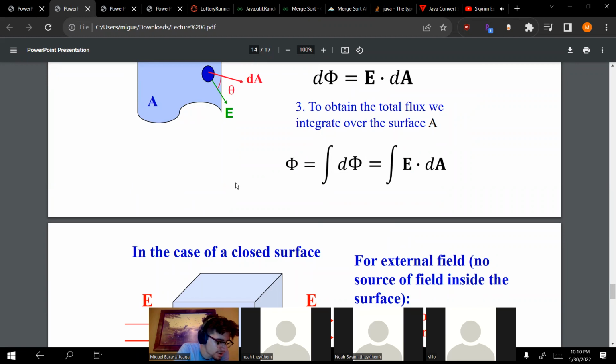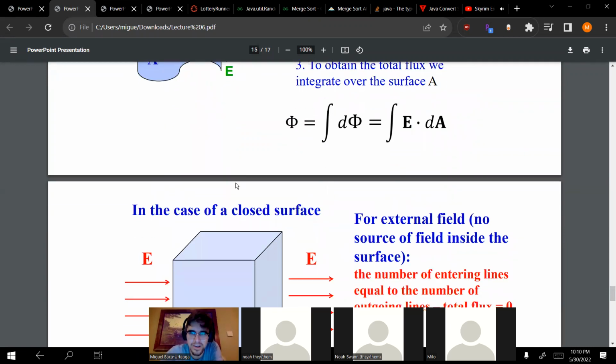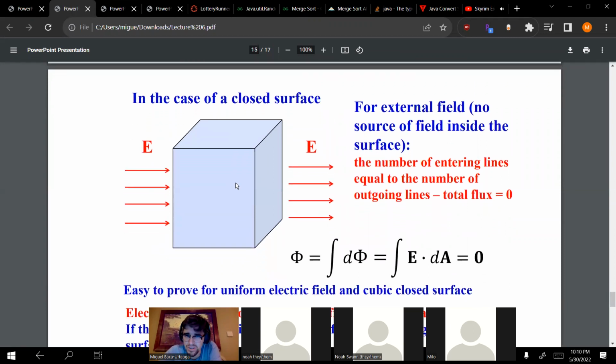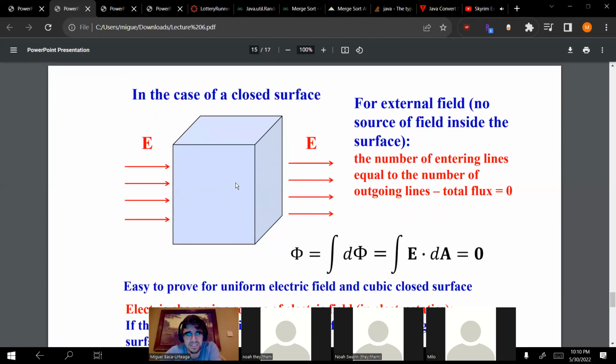So here's what we've got. The surface area of a sphere with radius r, dA. Oh, this is talking about the sphere specifically. Maybe I should read through this whole chapter when I get the time. In the case of a closed surface for an external field, with no source of field inside the surface, the number of entering lines is equal to the number of outgoing lines, so the total flux is 0.